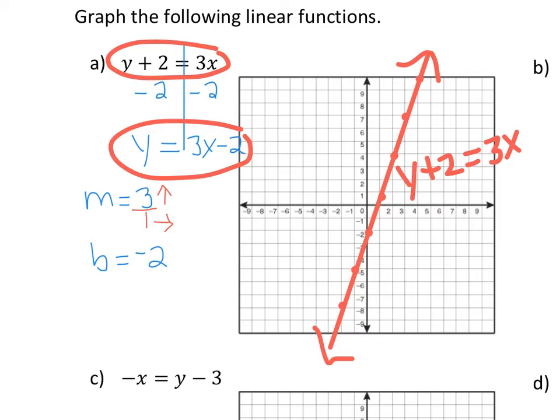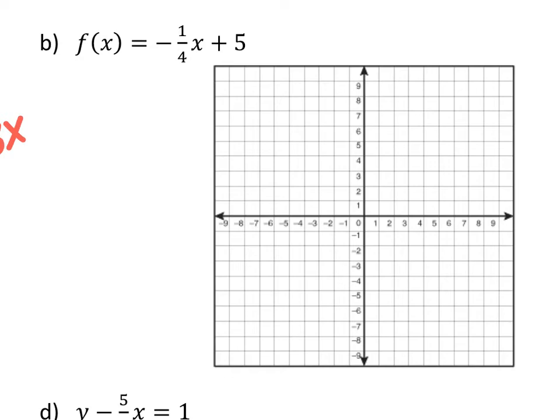Let's try another one. Let's look at letter B. f of x equals -1/4 x plus 5. This is already in slope-intercept form. So our slope is -1/4. That negative, I always like to put with my numerator, but it doesn't matter. And the y-intercept is 5. So we're going to begin at 5 on the y-axis. So put a point at 5.